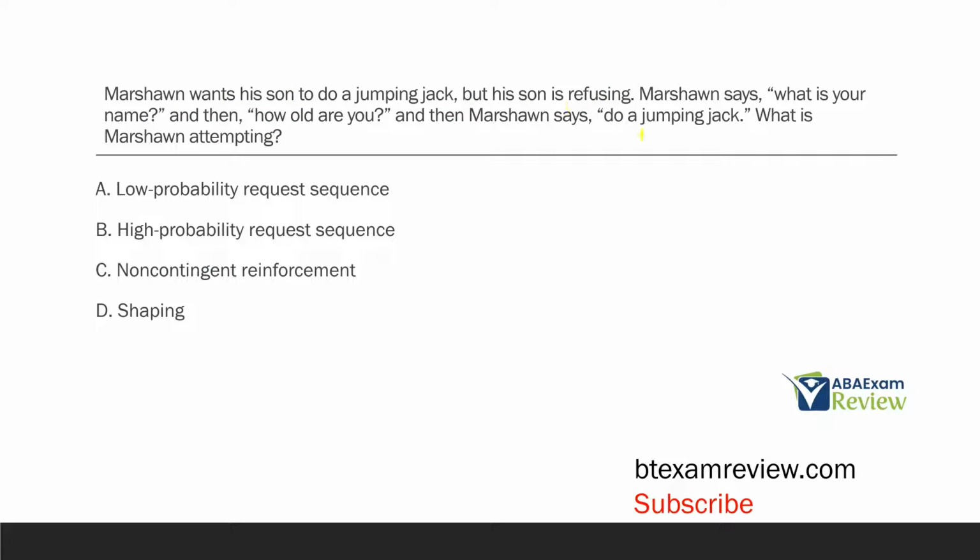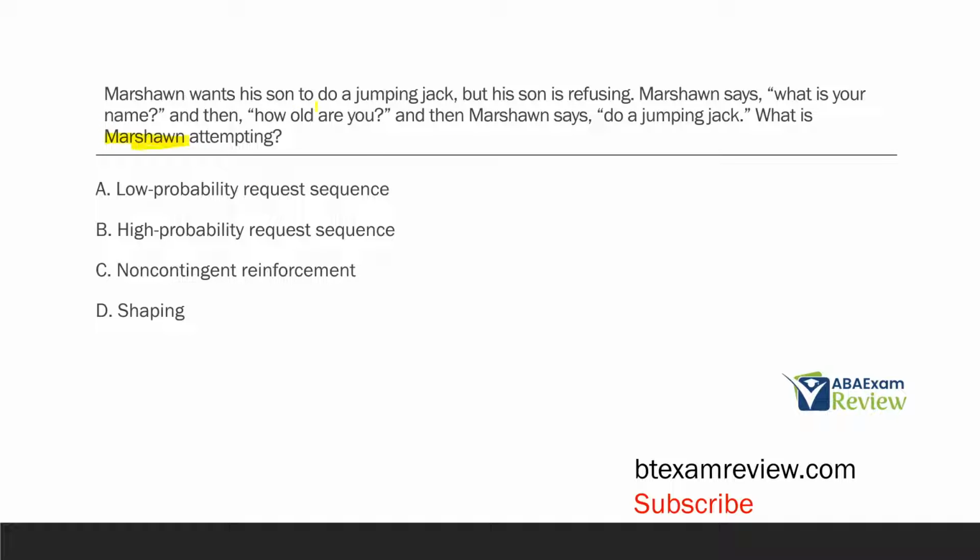Marshawn wants his son to do a jumping jack, but his son is refusing. Marshawn says, "What is your name?" And then, "How old are you?" And then Marshawn says, "Do a jumping jack." What is Marshawn attempting? What do we know? We know the question is asking about Marshawn's behavior.